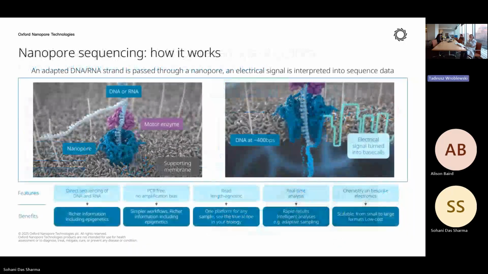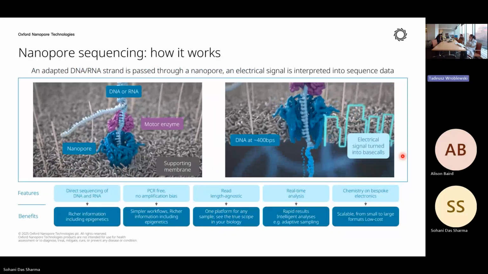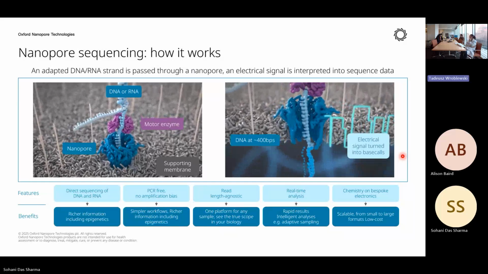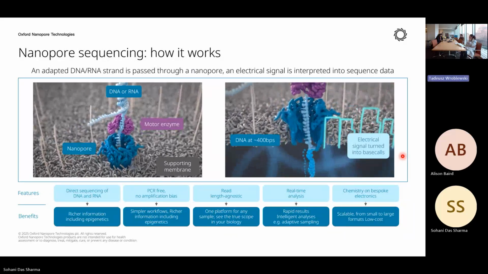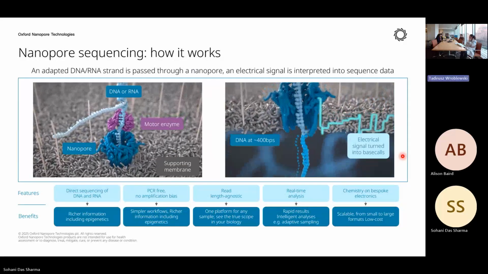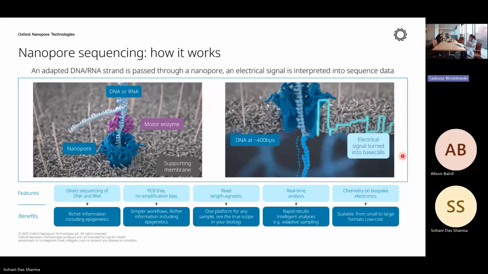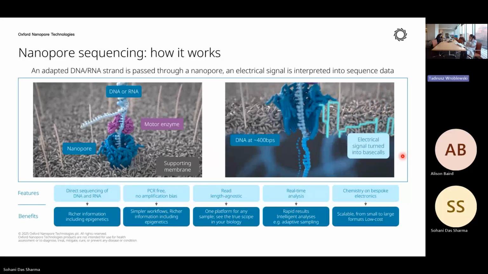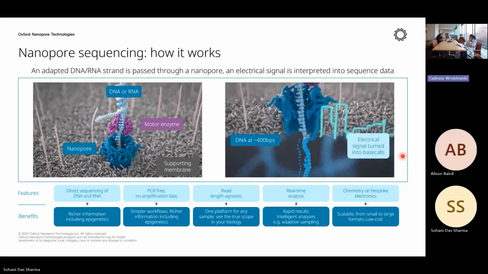Sorry, I have a question at this point. How is it different, the way the motor enzyme works between DNA and RNA? DNA is double-stranded, so here it works like a helicase concept, right? RNA is single-stranded, so how does it go through the motor enzyme? The helicase activity is, so the motor enzyme is different. The motor enzyme is also attached to an adapter molecule.